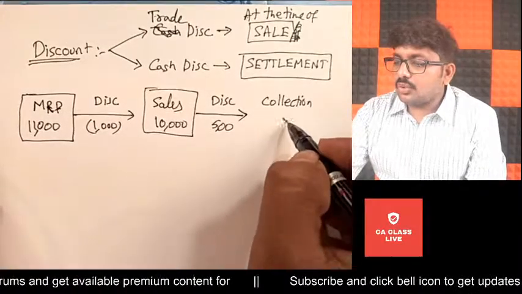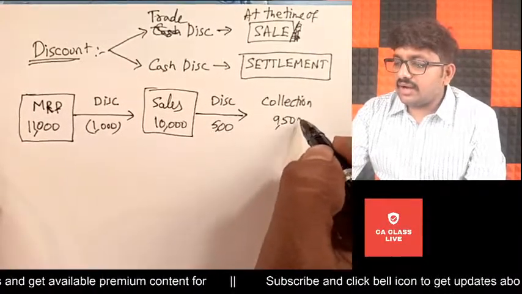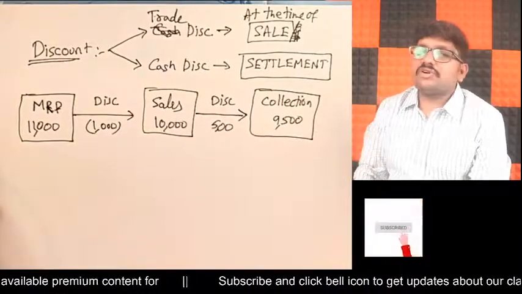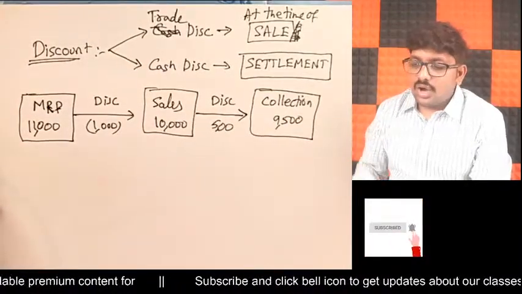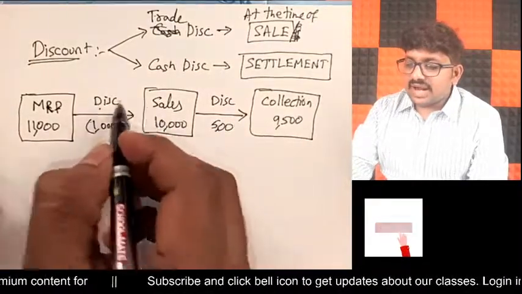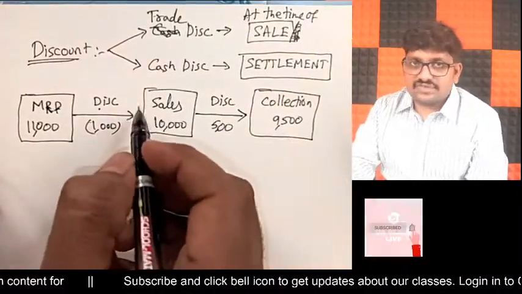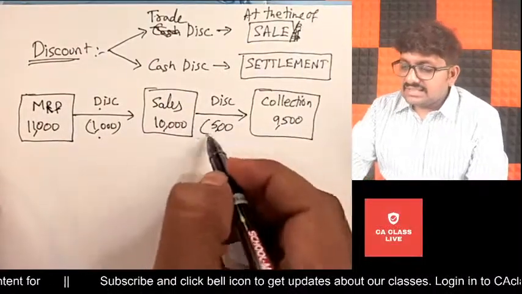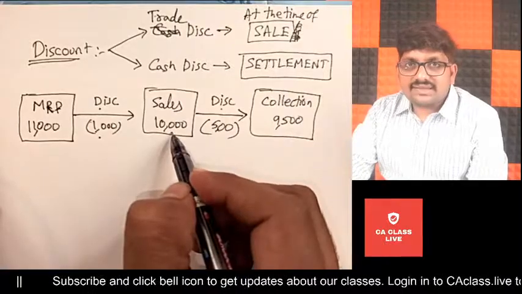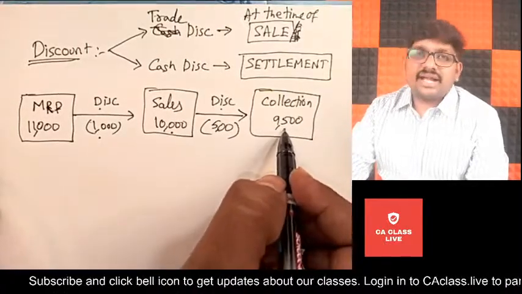Collection comes to only 9,500. Correct? So here you are giving discount 2 times. The first discount, at the time of sale, is 1,000 rupees, and the second discount you are giving at the time of settlement. The actual agreed price is 10,000, but you are collecting only 9,500.